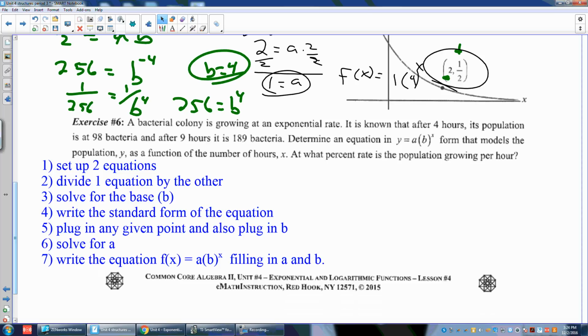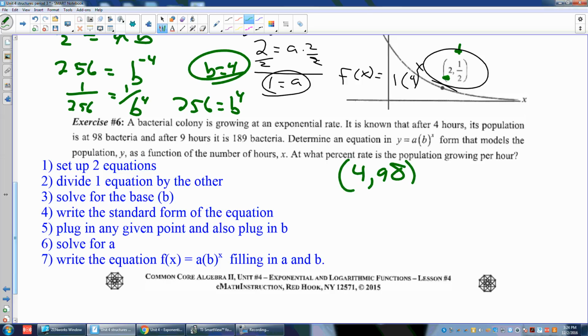Exercise 6. A bacterial colony is growing at an exponential rate. It's known that after 4 hours, its population is 98. 4, 98. And after 9 hours, it's 189. 9, 189. Why did I put time first? Not because it appeared first. Time is always independent. You can't slow it down. You can't speed it up. Time, independent, is always the x.